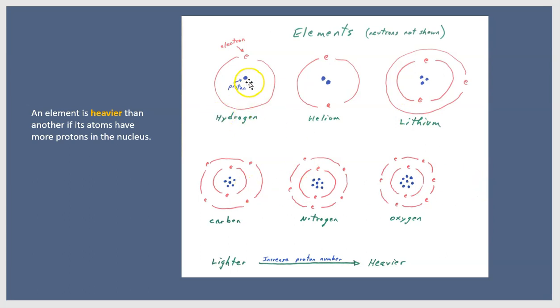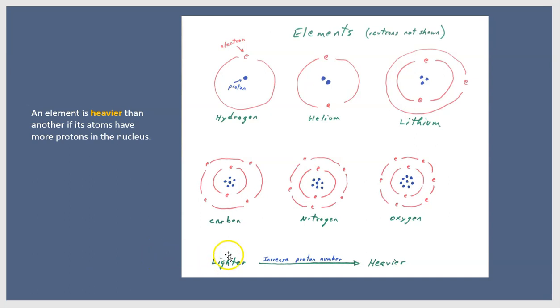Hydrogen has 1 proton in the nucleus, 1 electron. Helium, 2 protons, 2 electrons. And we're not showing the neutrons for simplicity. Lithium has 3 protons in the nucleus of the atom, 3 electrons. Carbon, the element carbon, is composed of atoms with 6 protons in the nucleus, 6 electrons orbiting. Nitrogen has 7 protons, 7 electrons. Oxygen, 8 protons, 8 electrons.